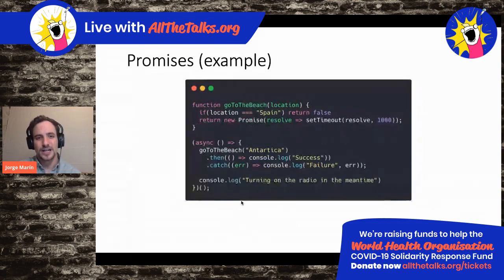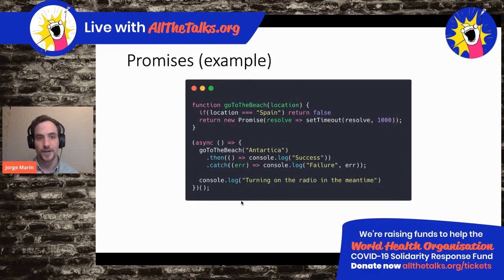Now, we can introduce more things. As I explained, when you schedule an async task, you can do things on the main thread. So for example, what if we want to go to the beach, but you want to turn the radio on in the meantime? While you're driving to the beach, you want to be listening to the radio. So that's why this asynchronous programming is useful.